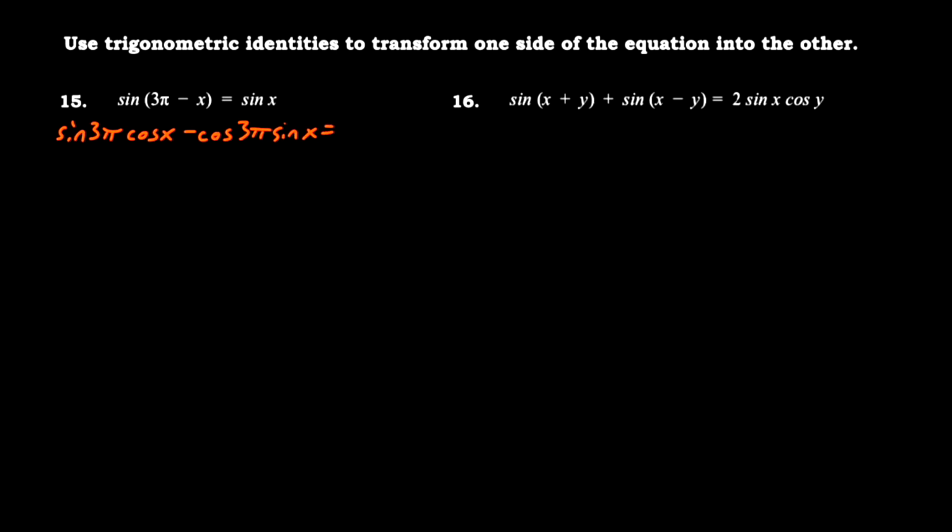And then, so obviously I'm working on the left side, I'm just going to leave the right side alone. And now somehow we have to simplify this expression down to just sine of x. Well, let's look at sine of 3 pi.